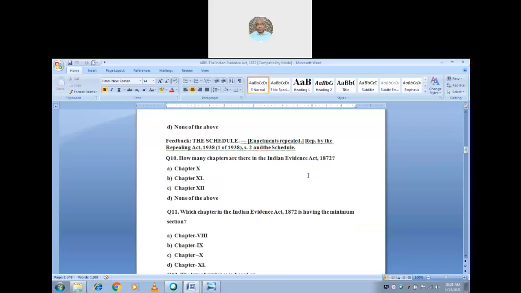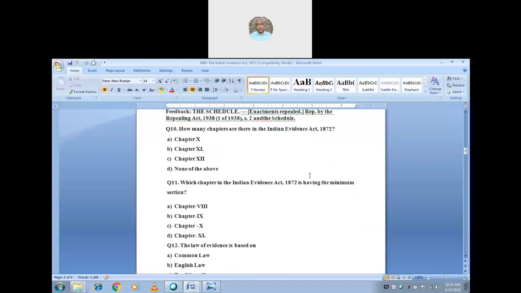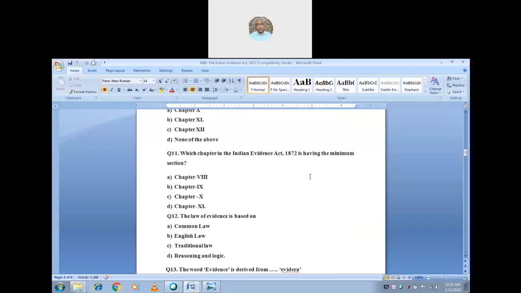How many chapters are there in the Indian Evidence Act 1872? Chapters I am speaking of, there are parts too. Yes, very good. There are 11 chapters in the Evidence Act. The answer is B. Which chapter in the Indian Evidence Act 1872 has the minimum sections? Minimum 182, sir. I say minimum sections.